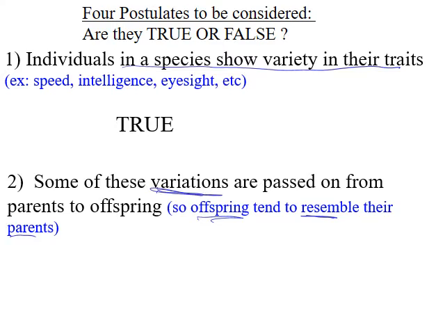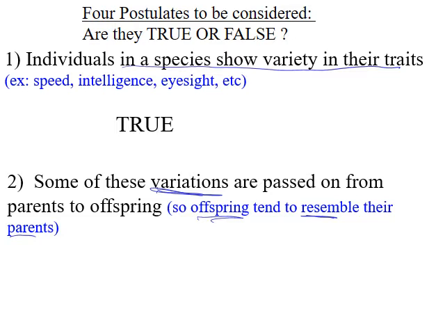Does that make sense? Do people who are, for instance, naturally taller tend to have taller children? Yeah, that would make sense. Do you think that happens in the wild? Do slightly taller trees manage to produce slightly taller offspring trees? Yeah, that makes sense as well.